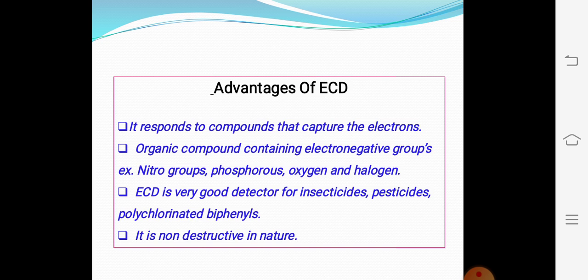The first advantage of the electron capture detector is that it responds to compounds that capture electrons. Second, organic compounds containing electronegative groups, for example nitro groups, phosphorus, oxygen and halogens. Third, ECD is a very good detector for insecticides, pesticides, and polychlorinated biphenyls. And fourth, it is non-destructive in nature.